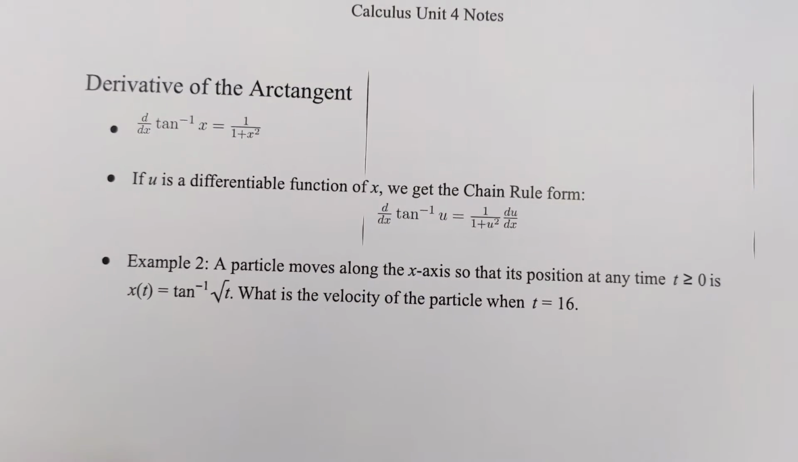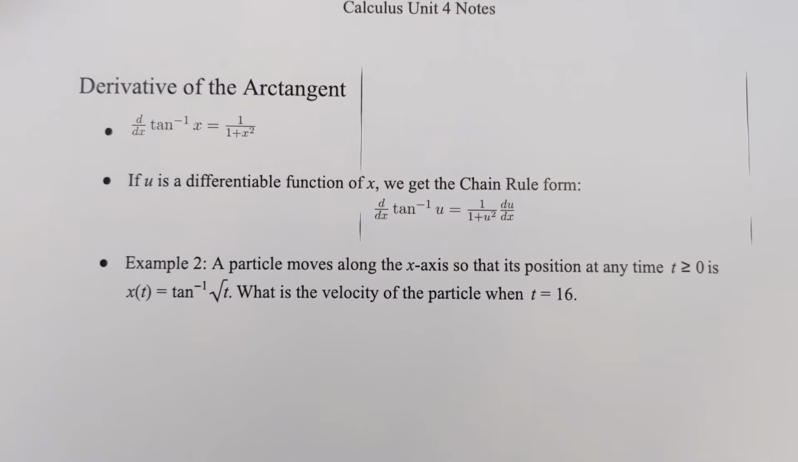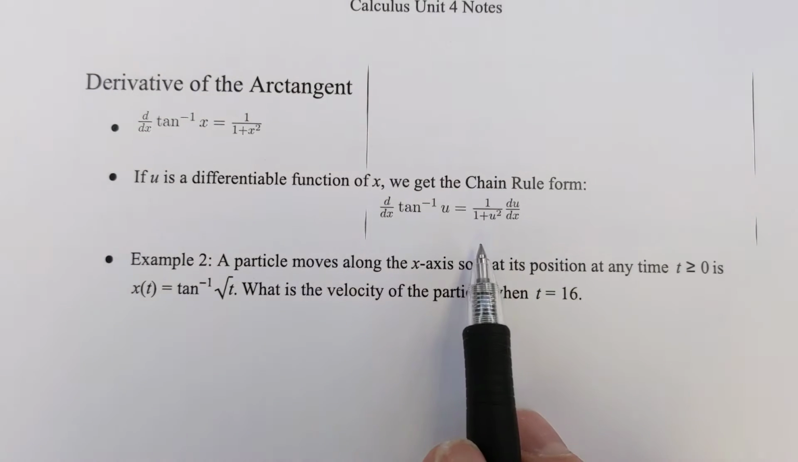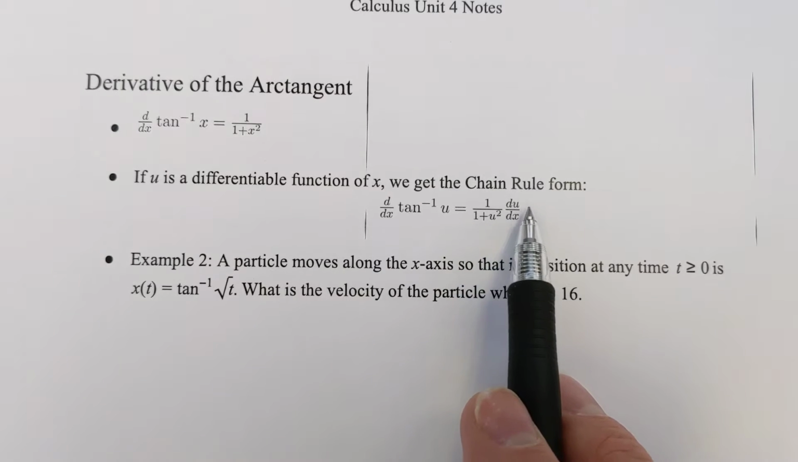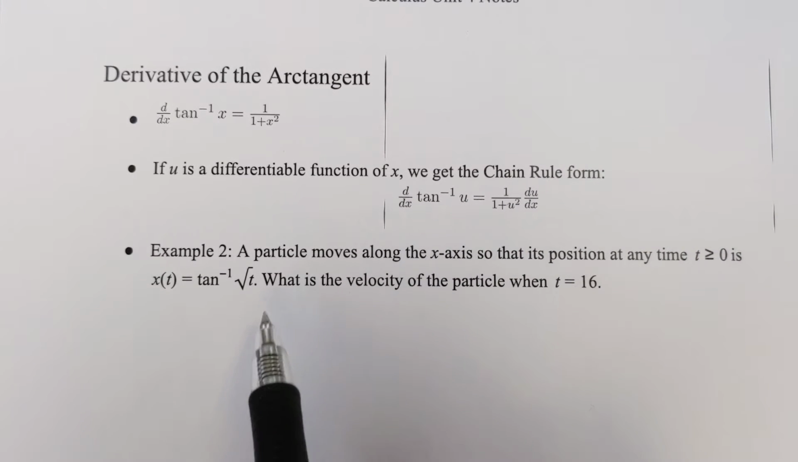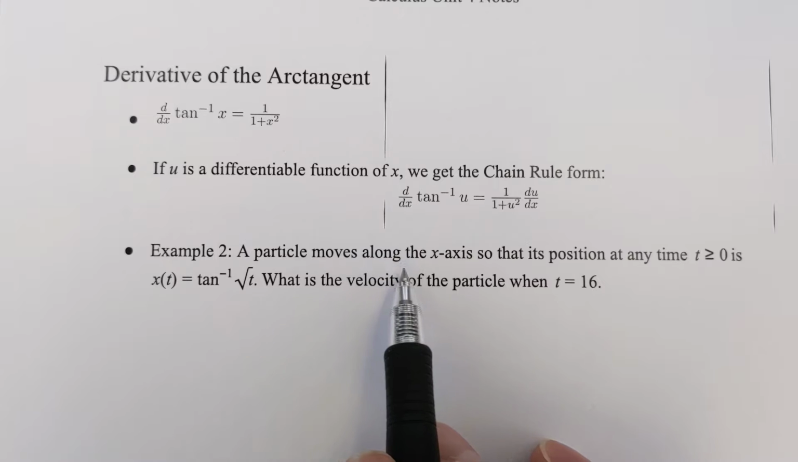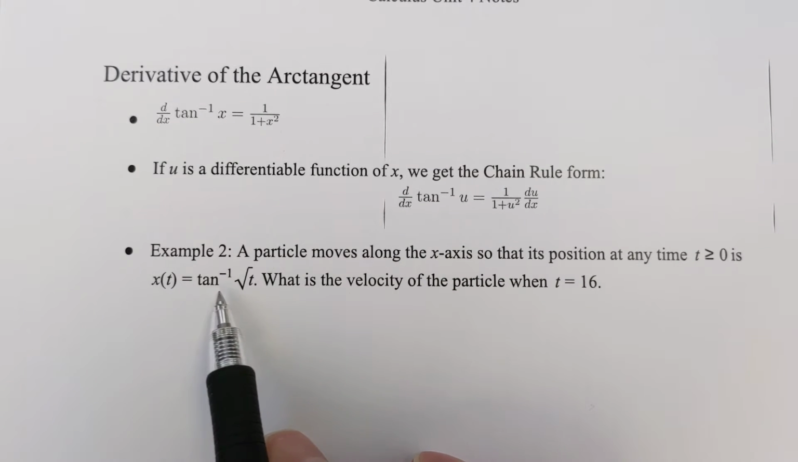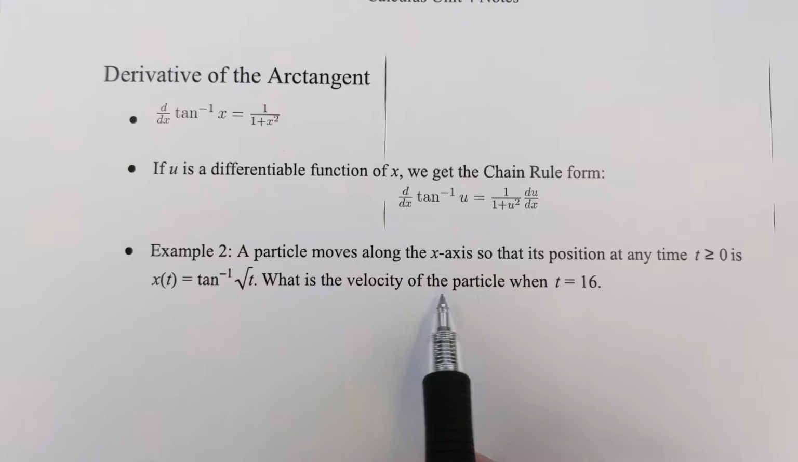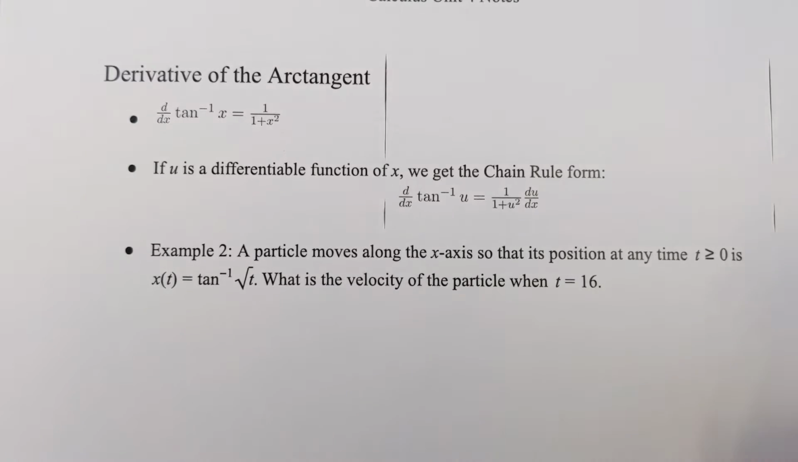So we got the arctangent next, so the inverse tangent function. So here's our rule for inverse tangent, 1 over 1 plus u squared, and then once again du dx for the chain rule part. So example 2, a particle moves along the x-axis so that its position at any time t greater than or equal to 0 is given by this equation. What is the velocity when t is 16?